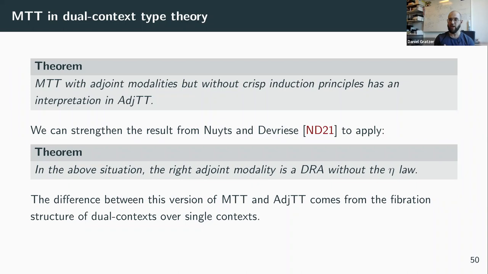So if you look at what a modal of one is versus what a modal of the other is, it shakes out to exactly whether or not we ask that locking by the right adjoint is a Cartesian fibration or not. So if it is, it's a modal of adjoint type theory. If it's not, it's only a modal of MTT without some rules.